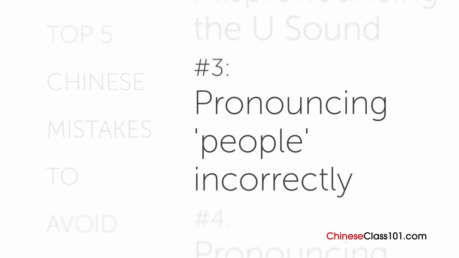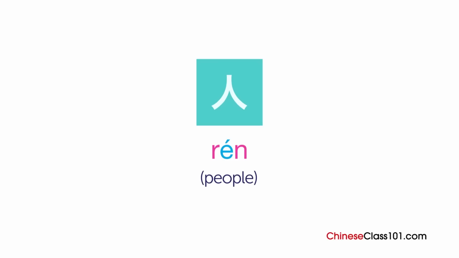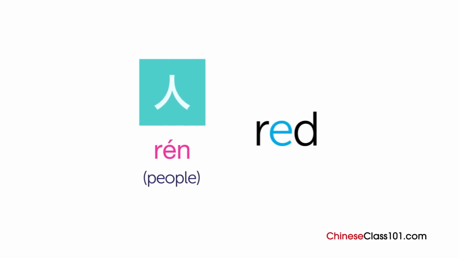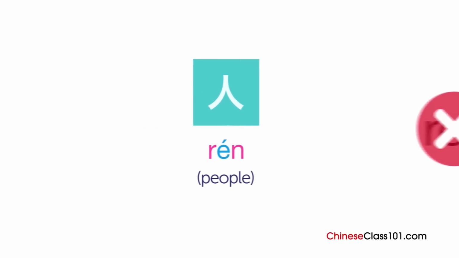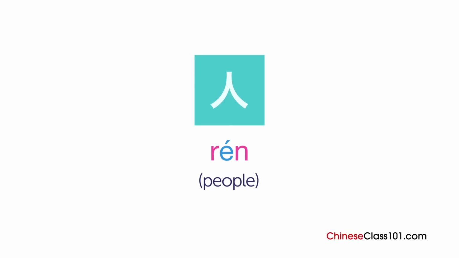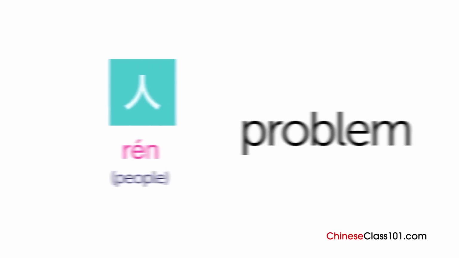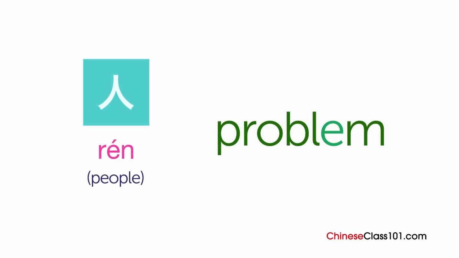Number 3, pronouncing people incorrectly. Many people tend to mispronounce the E sound in the word people. They commonly substitute it for the English E, as in red. This is incorrect. The Chinese E sounds more like an ugh sound. It's identical to the E sound at the end of the word problem.